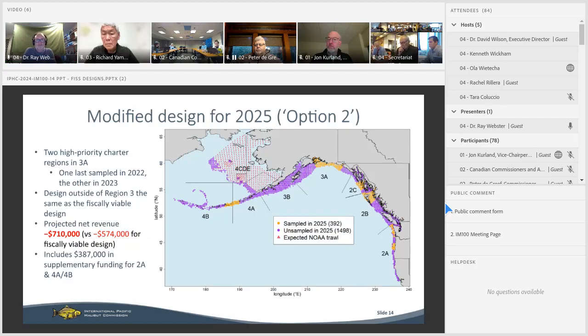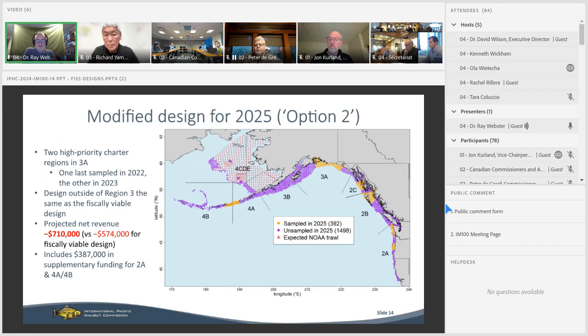So we presented also to commissioners a couple of modified design options. So replacing the 2 charter regions in 3A and 3B near the border there of those 2 areas with 2 other charter regions that were not fished in 2024. So this option had 2 high priority charter regions in 3A, that's in the Yakutat and Prince William Sound. One was last sampled in 2022, the other in 2023. And outside of region 3, the design is the same as the fiscally viable design.